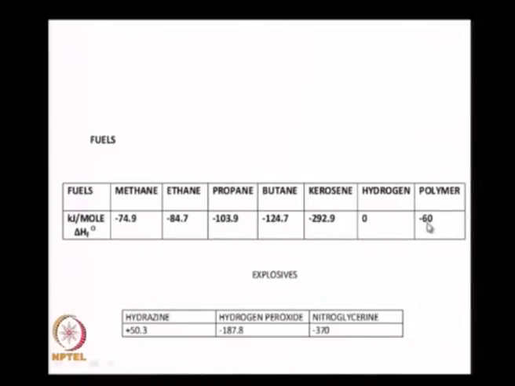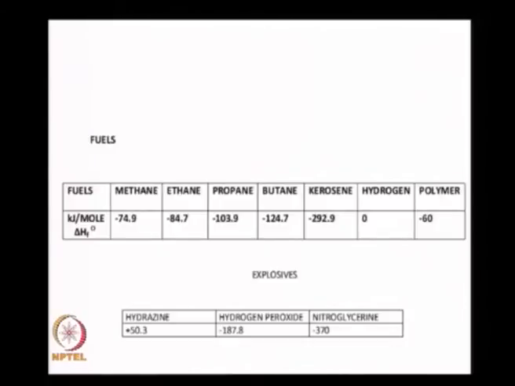If I go to a polymer, what is a polymer? It consists of a chain of carbon and hydrogen. Well, the heat of formation is something like minus 60 kilojoule per mole, but it does not come in this particular family of the saturated hydrocarbons. It consists of unsaturated bonds, double bonds. We will be dealing with it when we get into solid propellants.